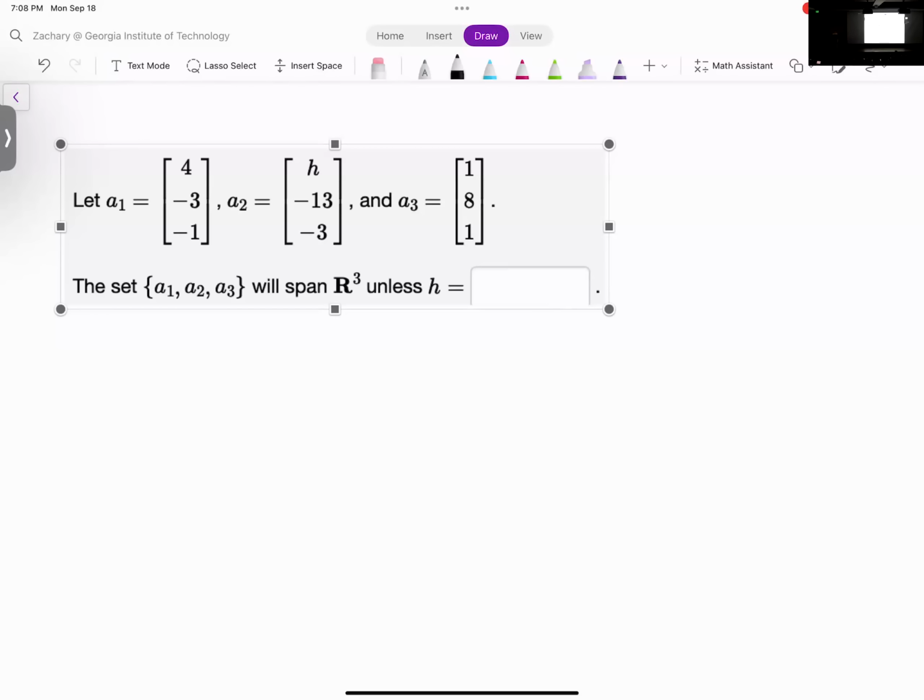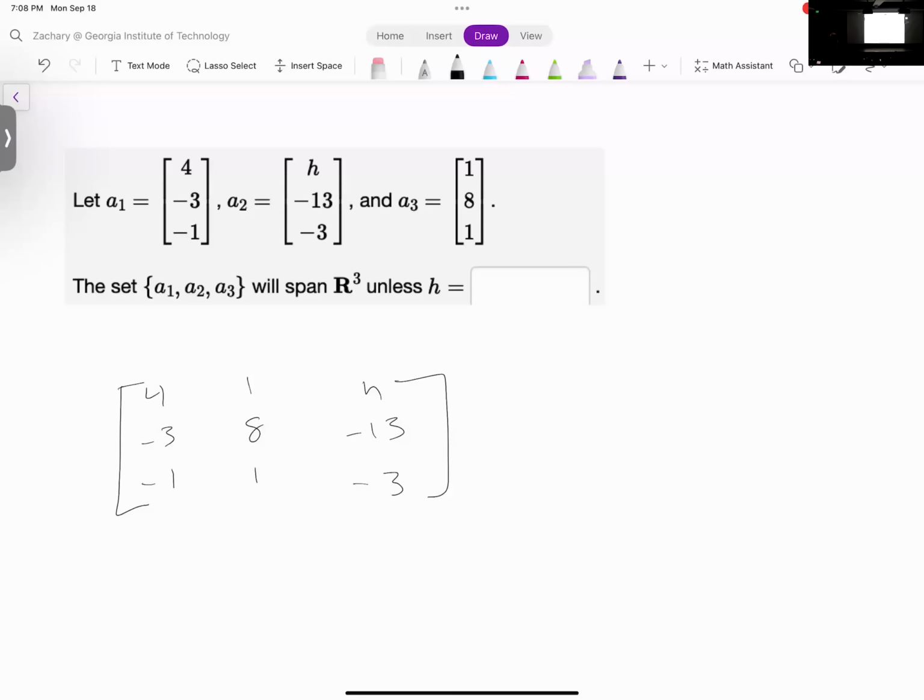Okay. The way I always like to do these, listen to my words very carefully. When you put things into a matrix, you cannot switch columns ever. If you have vectors, you can reorganize things. So what I'm going to do is I'm going to put 4, -3, -1, 1, 8, 1, H, -13, -3. Okay. Now we're in a matrix. Now I can't switch columns.